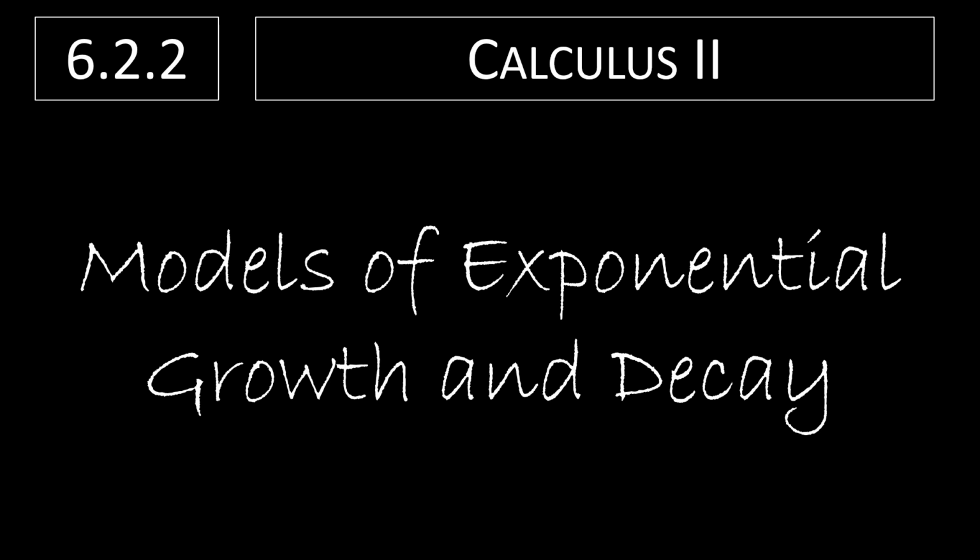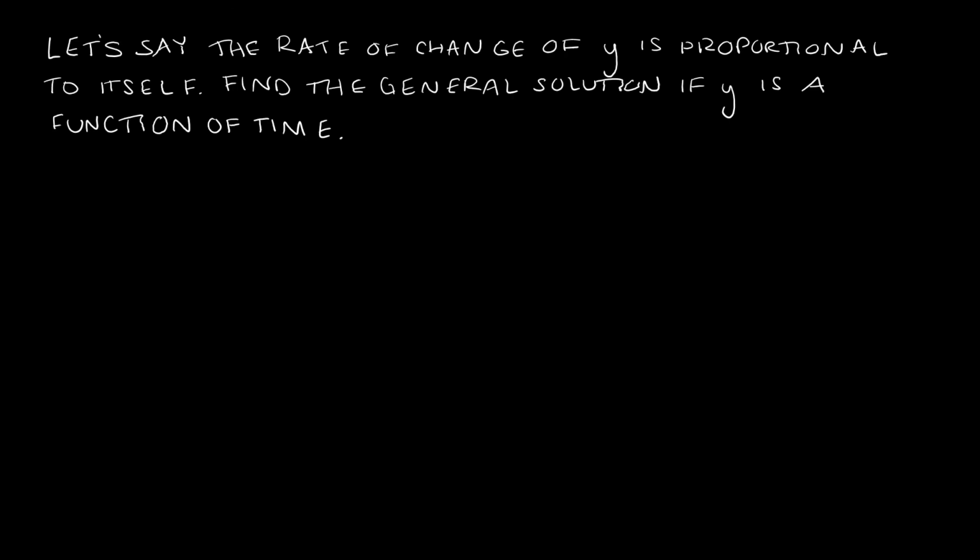In this video, we're going to take a look at models of exponential growth and decay. Let's say that the rate of change of y is proportional to itself. Let's find the general solution if y is a function of time. So let's take this a little bit by a little bit, because that can be a little bit overwhelming to look at that and say, I don't even know where to start.